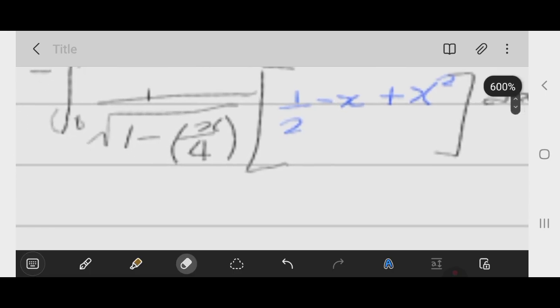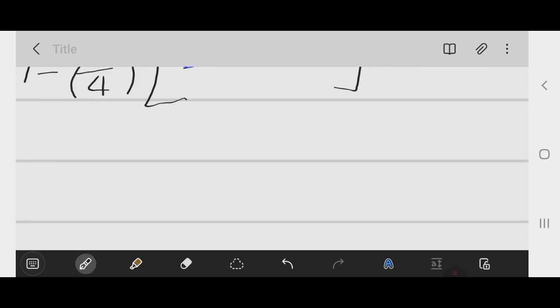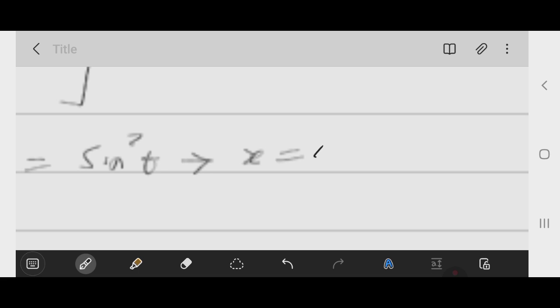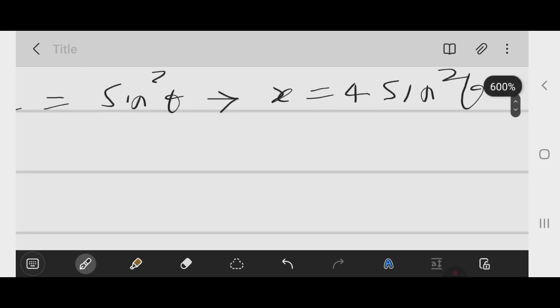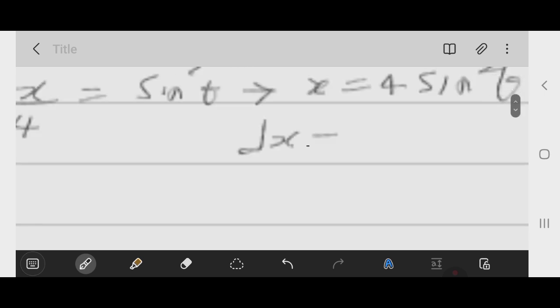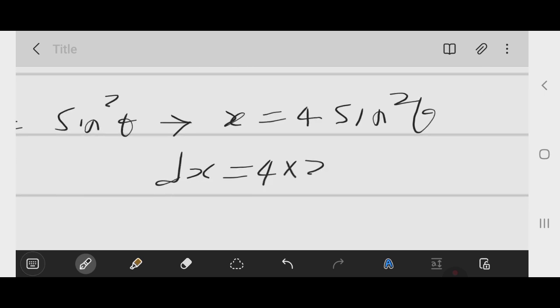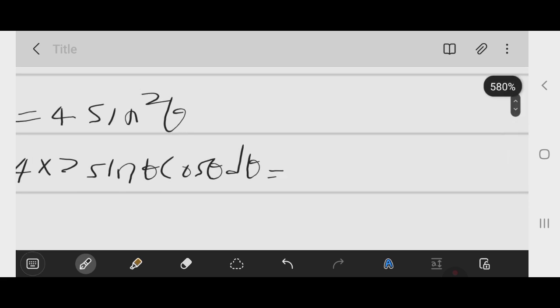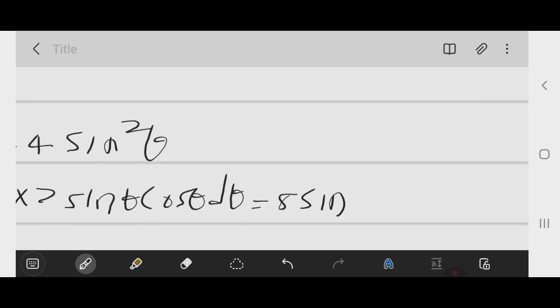Let's get to work. Let's say x over 4 becomes sine squared theta, so that x on its own is equivalent to 4 sine squared theta. Now, of course, we're going to take derivatives of both sides. So we have that dx is 4 times 2 sine theta cos theta, which in turn d theta gives us 8 sine theta cos theta d theta.